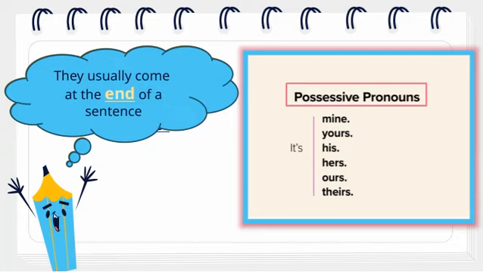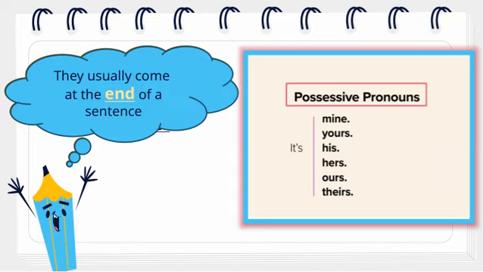They usually come at the end of a sentence. This is where you'll often see possessive pronouns, used instead of repeating the same noun phrase over and over. Using possessive pronouns helps keep your writing clear and concise. It also makes your sentences smoother and easier to follow. By avoiding repetition, you're making your message more natural and engaging for the reader or listener.